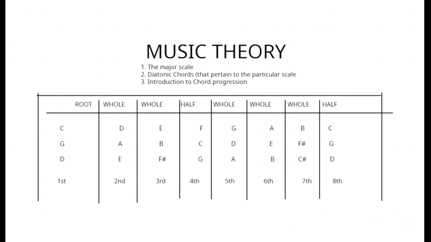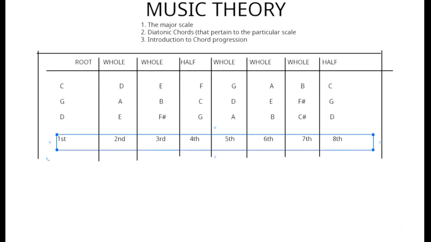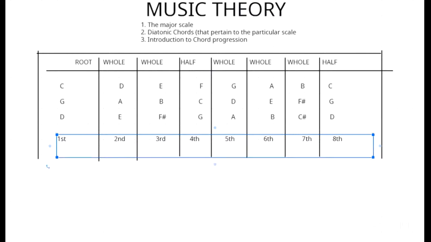Okay. So what we're going to do below this, we're going to write Roman numerals. And this will represent the different chords that you should play. So for the first, we write a 1 in Roman numeral, and that's usually capital. For the second, we use 2, that's normally lowercase because this is minor.